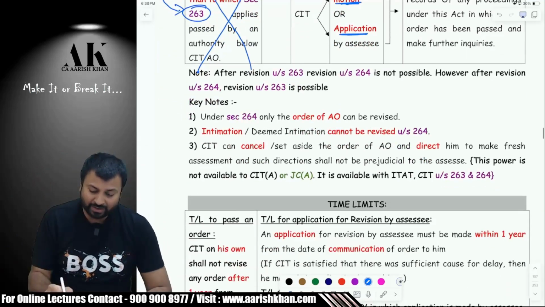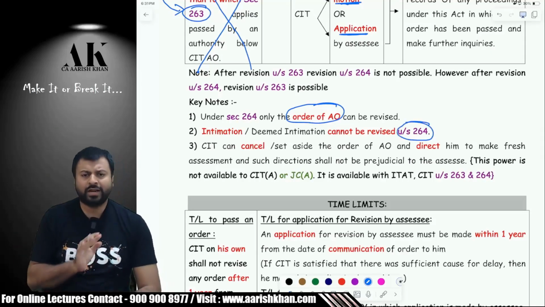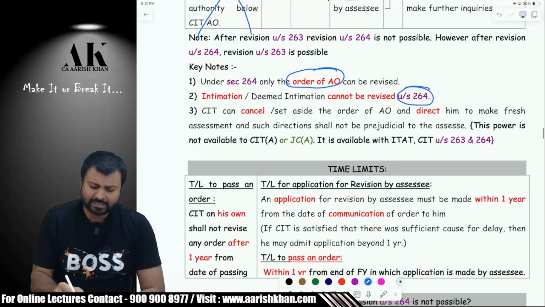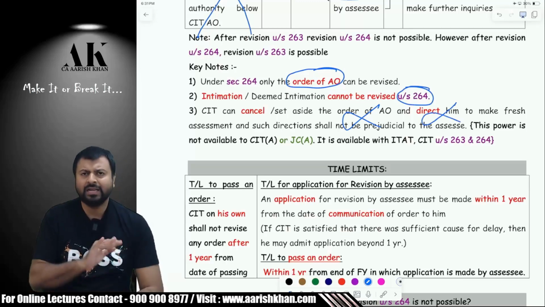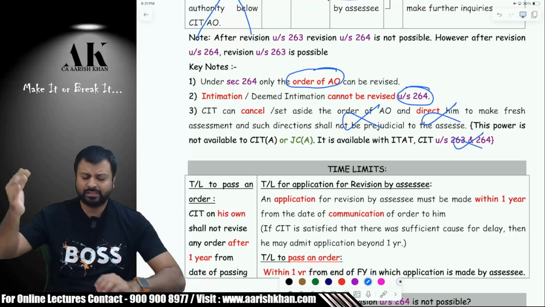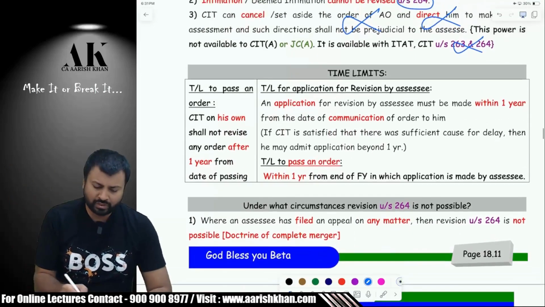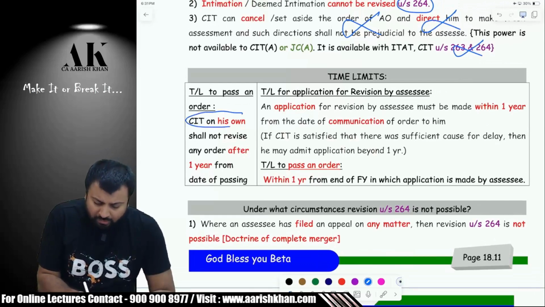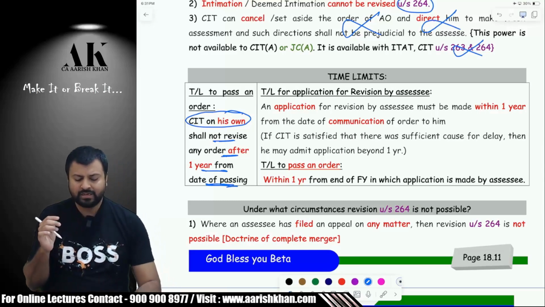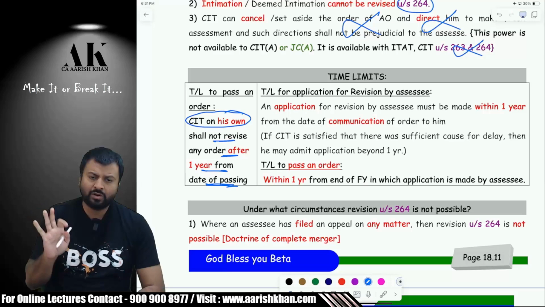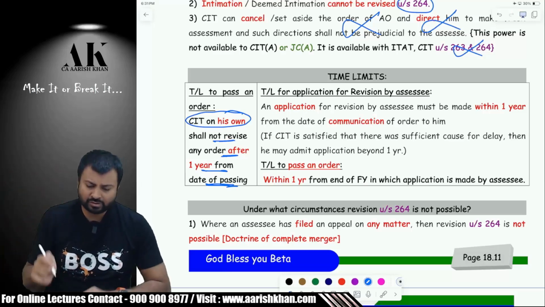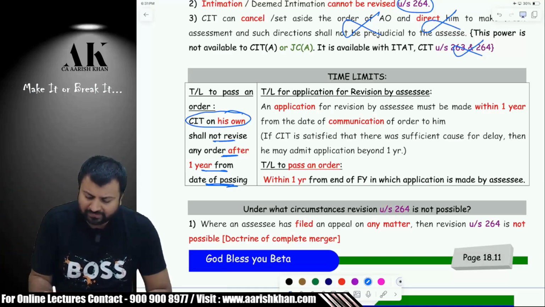Okay. Now, the CIT will revise the order of AO. Similar point, the CIT cannot revise intimation under 264 and deemed intimation under 264. The CIT has the power over here to cancel and direct fresh assessment, but CIT appeal does not have this power. All these things are same as I've told you earlier. So what is the time limit to make a revision under 264? Now listen, if the CIT on its own motion revises the order, it shall not revise 1 year after the date of passing. So on whichever date the order was passed by the AO, 1 year after the date, it cannot be revised.